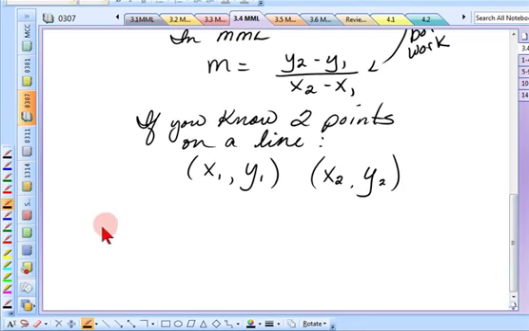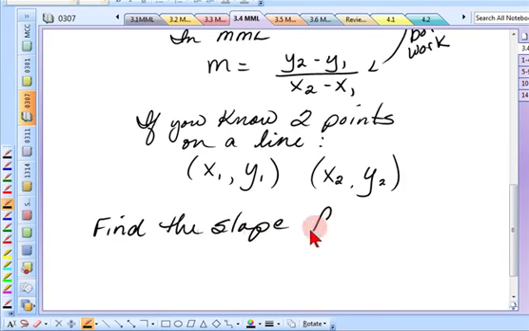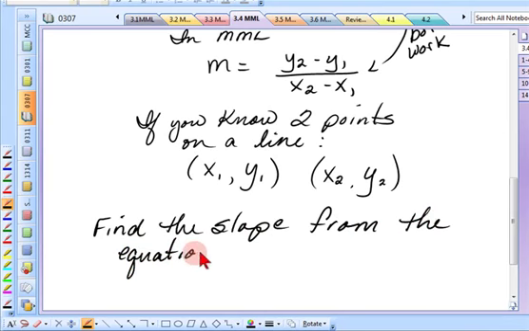Finally, we're going to find the slope from the equation of a line.